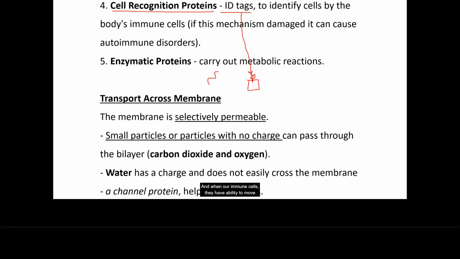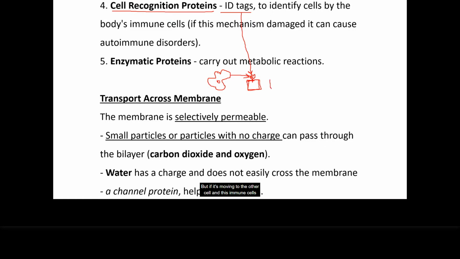And when our immune cells move around the body and come to a cell, they attach to this ID tag and recognize it. Because of this, they say, oh, I identify this ID tag. It shows me that this is one of our body cells, so I will not do anything with it.